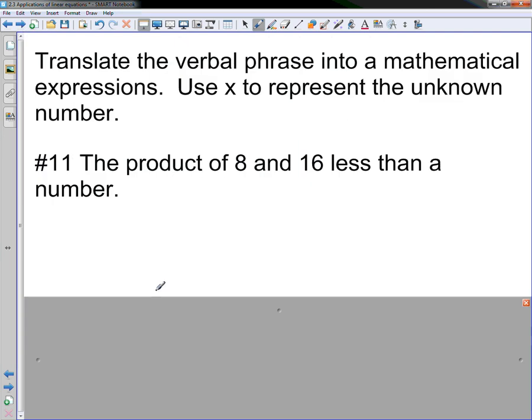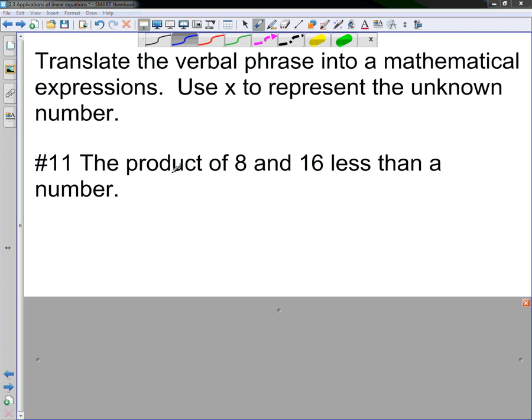Okay, so the first one, just translating here, means we're taking a written statement and turning it into a mathematical statement. Let's start by identifying some of the parts. We have the product of 8 and 16 less than a number. What we want to do is take this and convert it into an algebra statement.